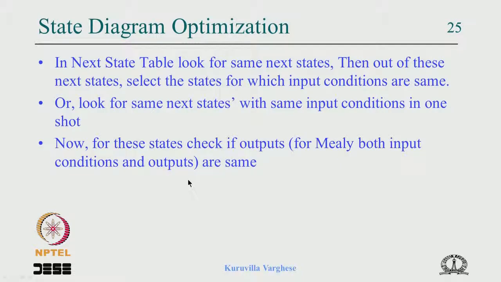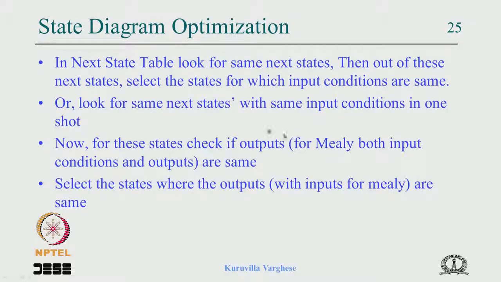Then go to the output table, check if the outputs are same for this next state. So wherever the outputs are same, pick up those states. And then for Mealy, you have to look for the inputs also, you have to match the input. For Moore, you match the output. Then these states where the outputs are same, they are equivalent. So systematically you can do that.